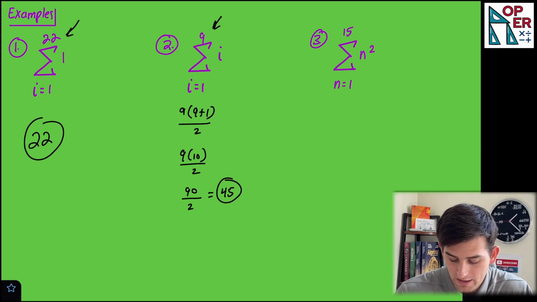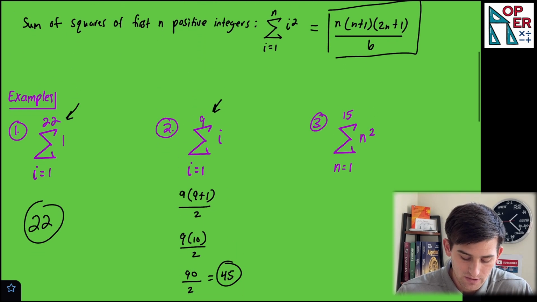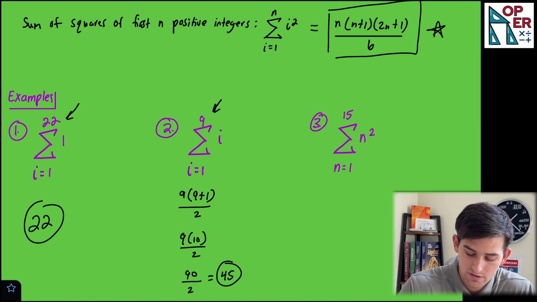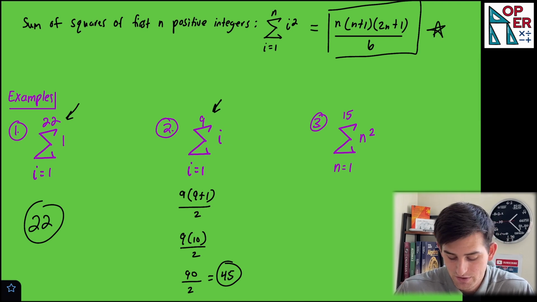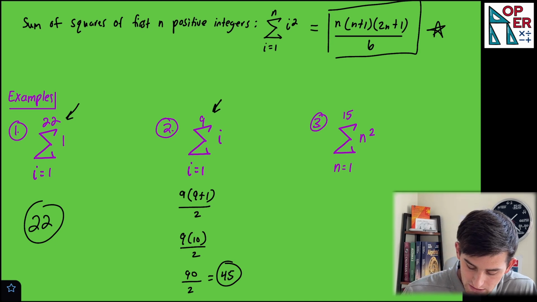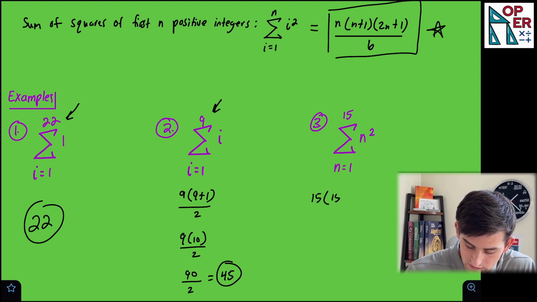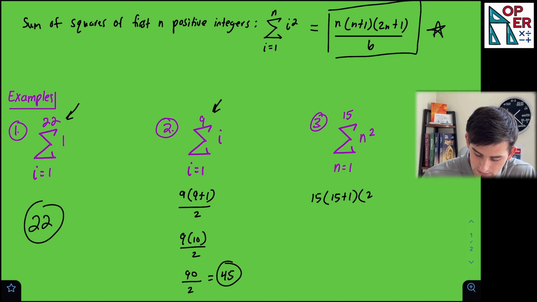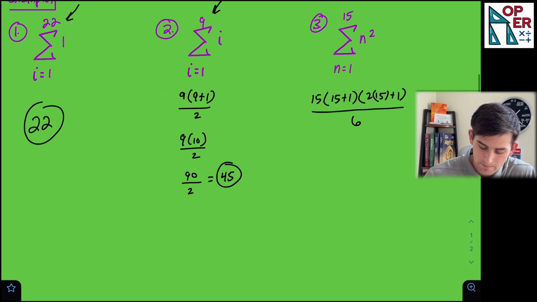And for number 3, we have an upper limit of 15, a lower limit of 1, and now we have i squared as our rule. And so this would be our sum of squares of the first n positive integers. And so now we can use the formula that we see in the box at the right. n is 15, so 15 times 15 plus 1 times 2 times 15 plus 1, and we're going to divide that by 6.